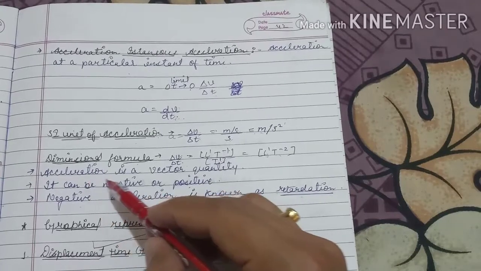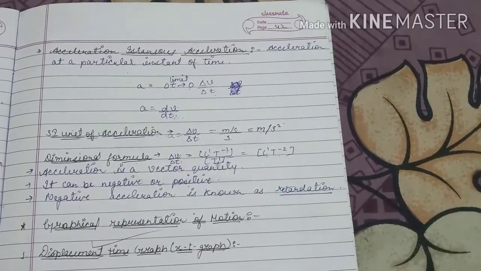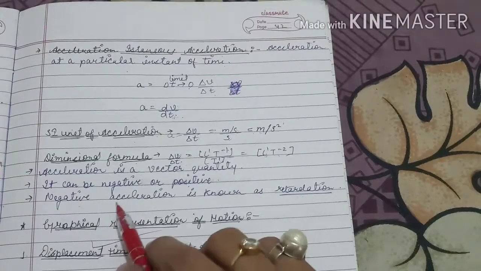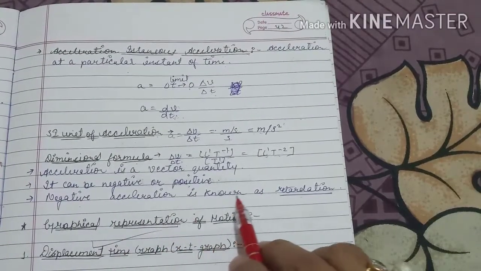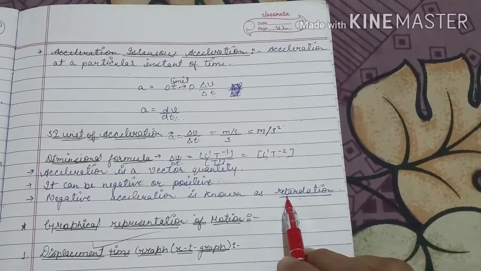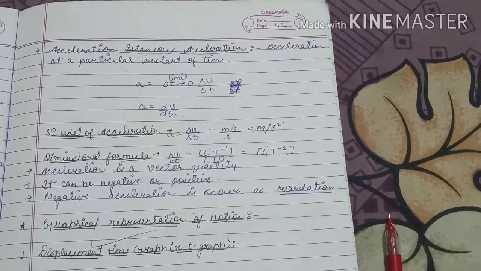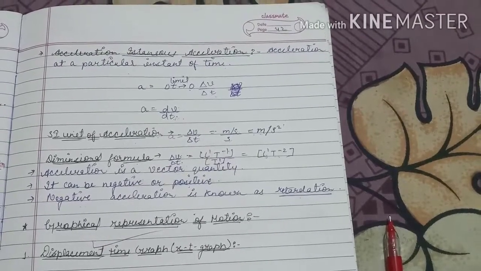Then, acceleration is a vector quantity. It is also a vector quantity. It can be negative and positive, but negative acceleration is known as retardation. This is the most important thing for you. Negative acceleration is known as retardation. I think you already heard about this, and this is all for today.